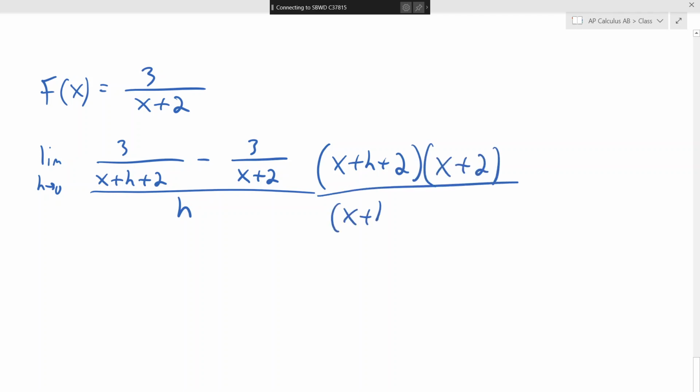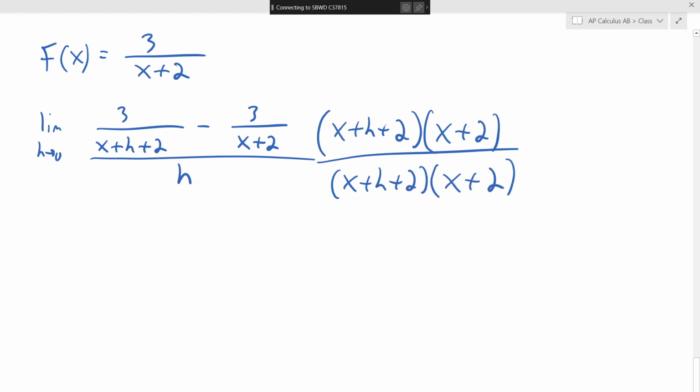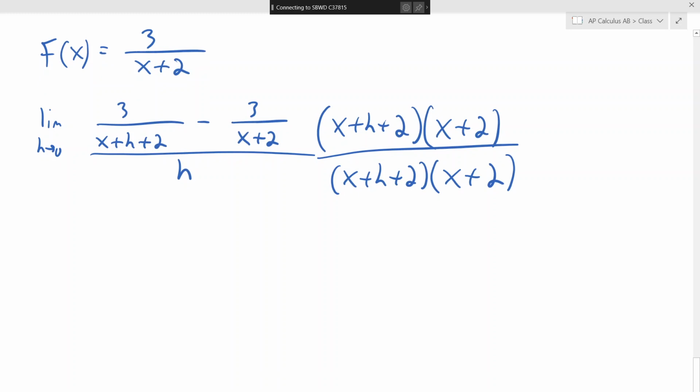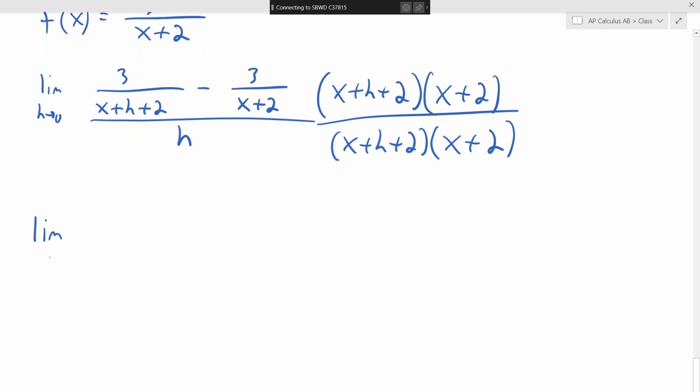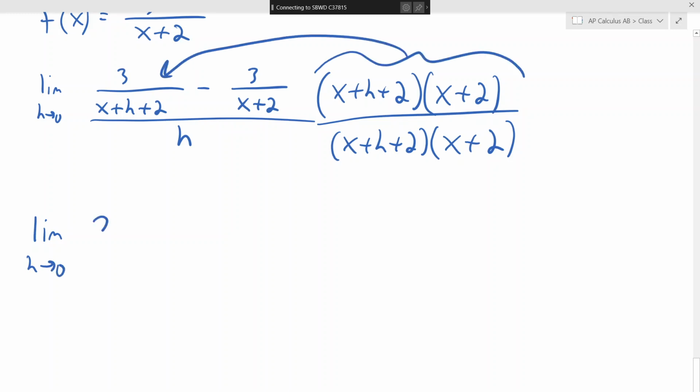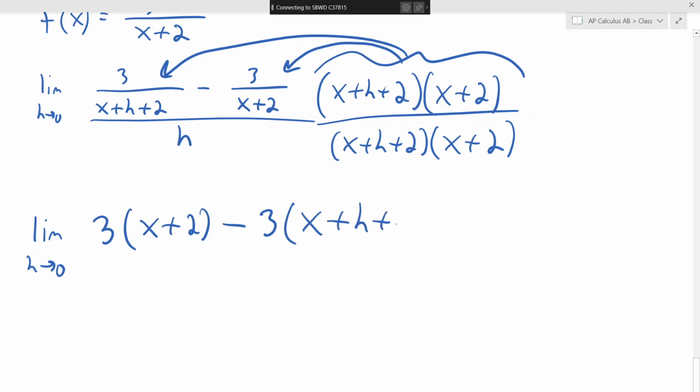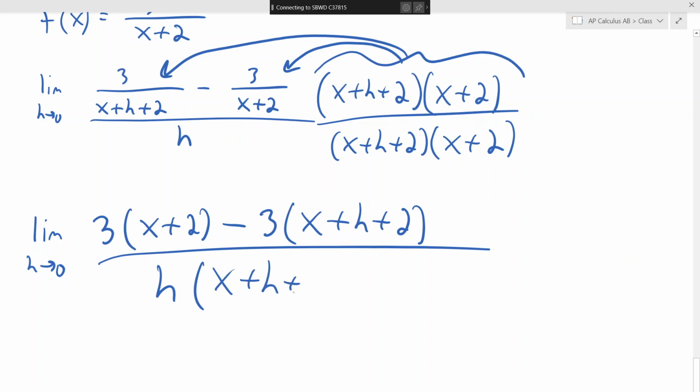Here we go. This is what's happening. We're going to cancel out those denominators because we don't like those. We don't want complex fractions. We don't want things to be complex. We're distributing this to here. That's going to leave me with a 3 on top and an x plus 2 right here. That's what happens when you multiply those out, right? The x plus h plus 2 cancels. When I multiply these two here, that leaves me with a 3 and an x plus h plus 2. Which on the bottom, we have an h and an x plus h plus 2 and an x plus 2.